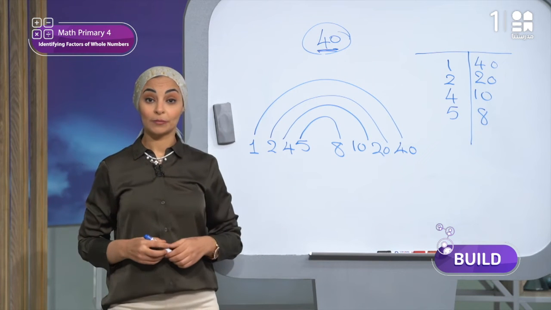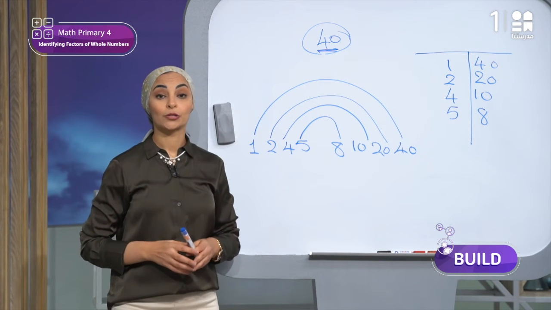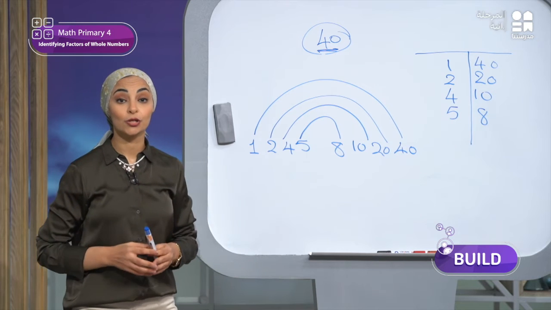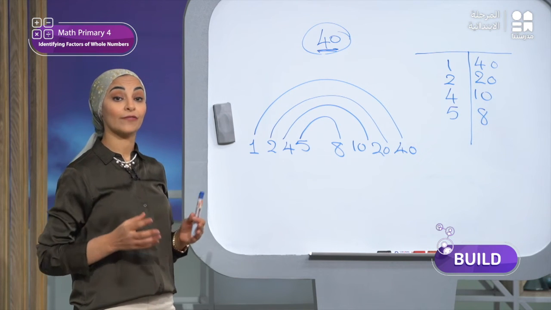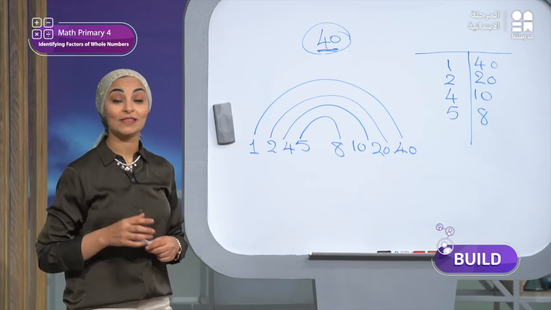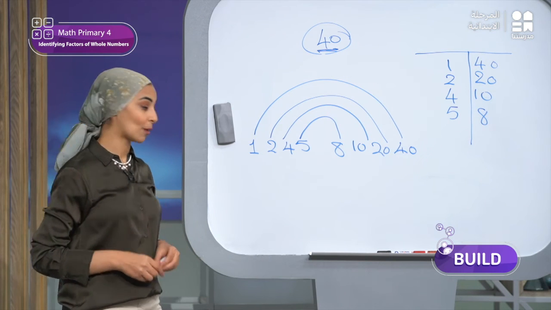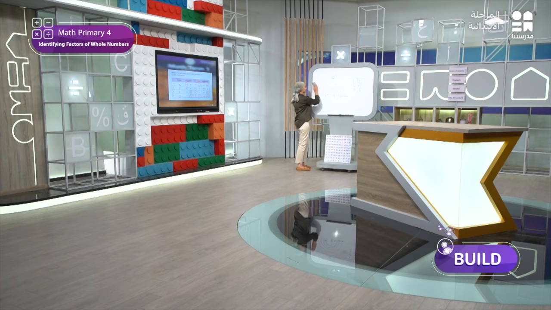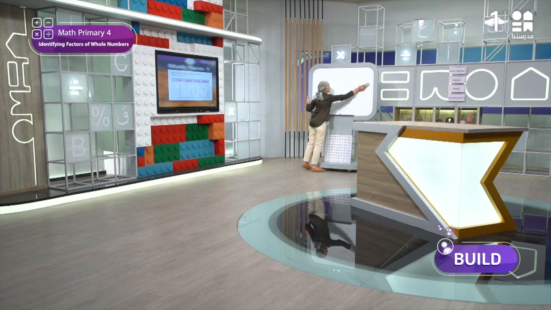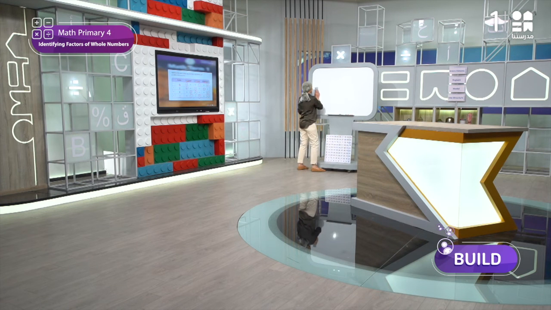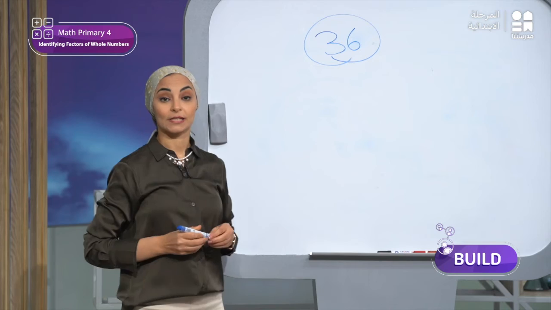تعالوا نشوف بقى problem number 2. Problem number 2, we want to list the factors of 36. عايزين نعمل ال factors of 36 using the factor rainbow. تعالوا نعملها مع بعض. Okay, I will rub this, and I will write the factors of number 36. Okay, تعالوا نعمل factors of 36.